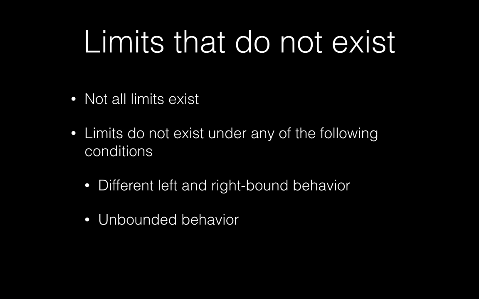If there's unbounded behavior at the point of c, the limit as x approaches c does not exist. So if the graph approaches negative infinity or positive infinity, the limit does not exist. Under oscillating behavior, the limit does not exist either, as the function is not approaching any value. Here I'll show you graphically why some limits do not exist.